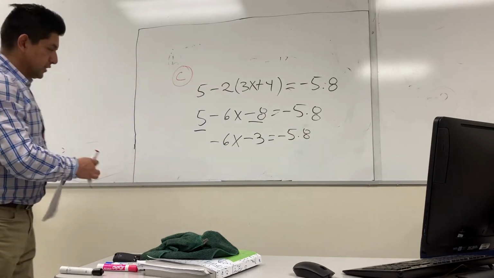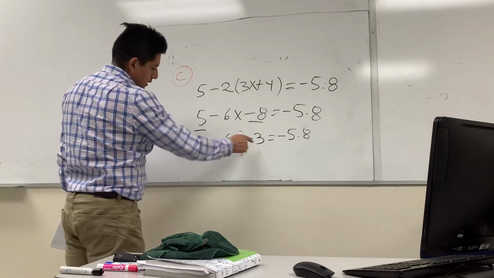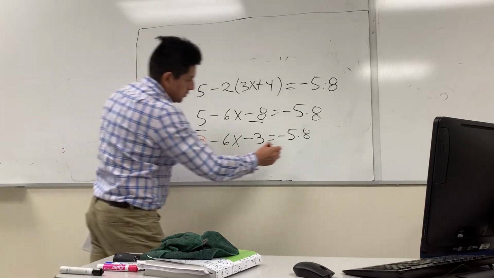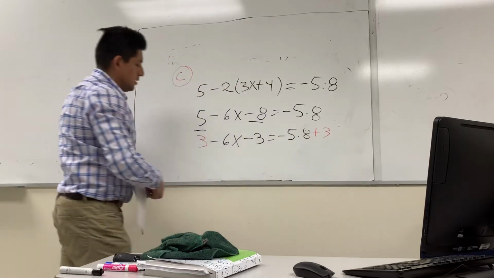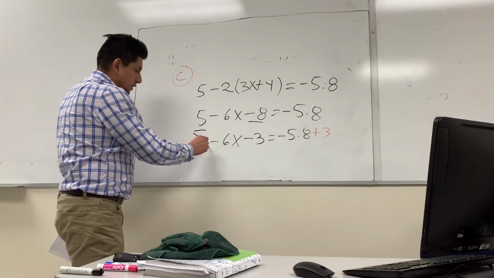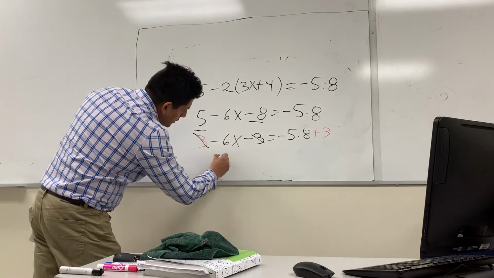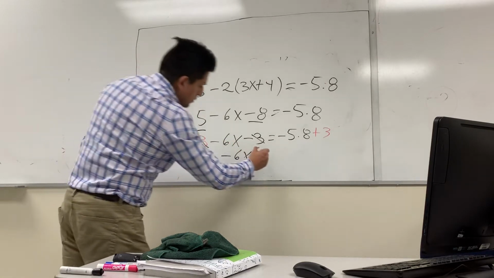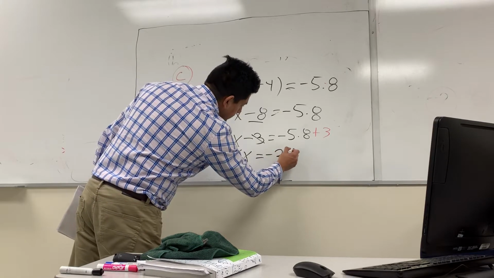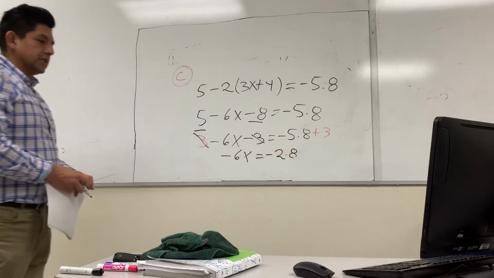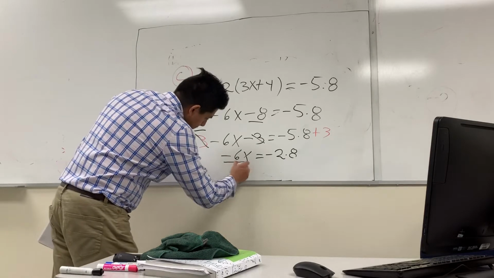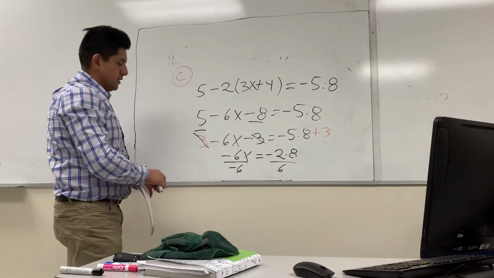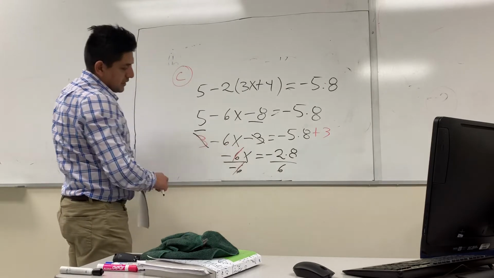I can add 3 to both sides, so I can get rid of the 3, because my job is to isolate x. So adding 3 to both sides, then 3 minus 3 is 0. I'm left with minus 6x, which is equal to negative 2.8. And finally, I divide both sides by negative 6. And then that 6 cancels out.